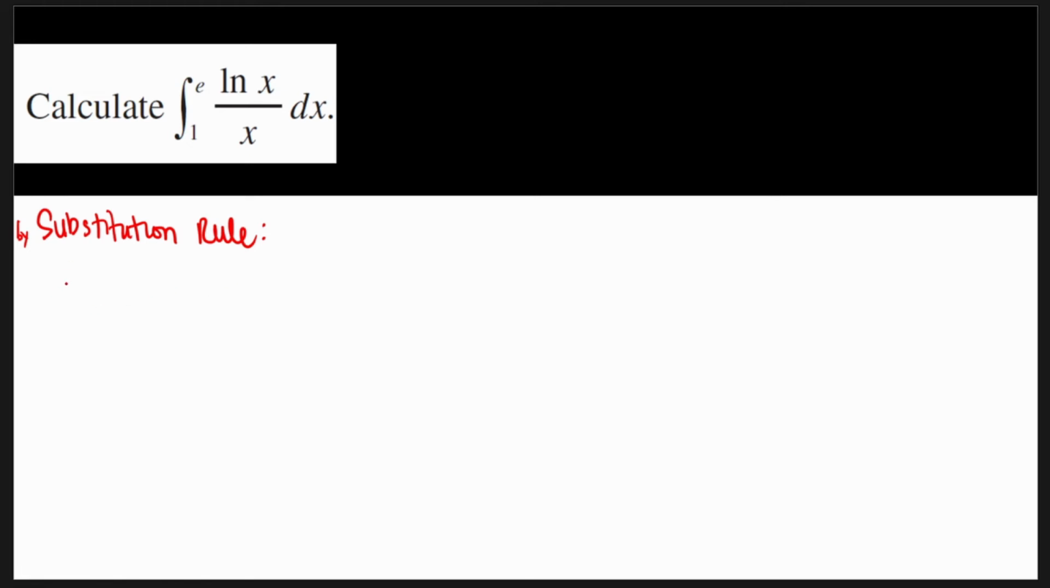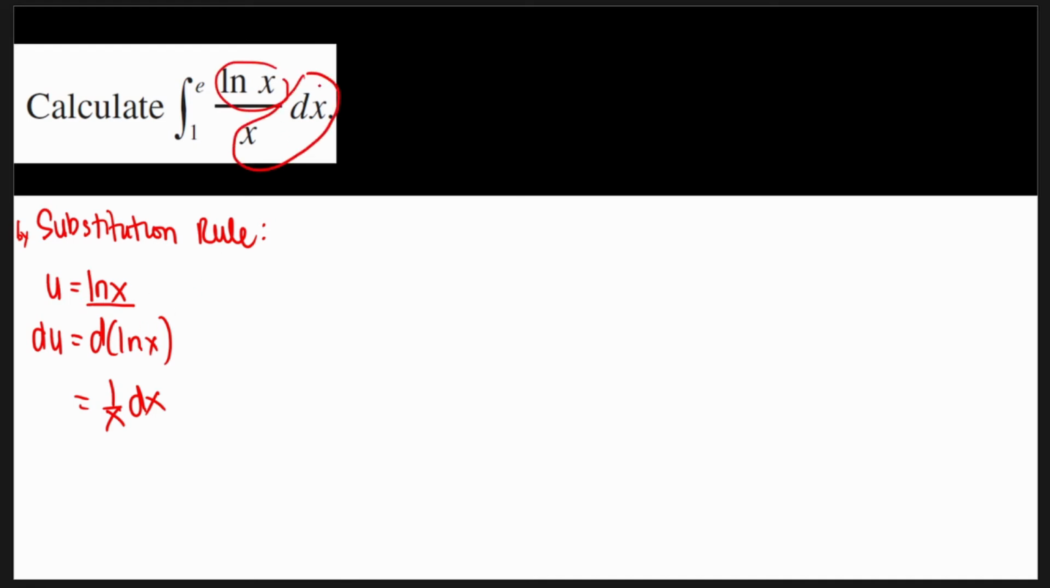Okay. So what could be the possible u here? The possible u here would be ln x, and so differentiating the u, the ln x, would be equal to 1 over x dx. So replacing the ln x here would be this one, and for our du, this one.